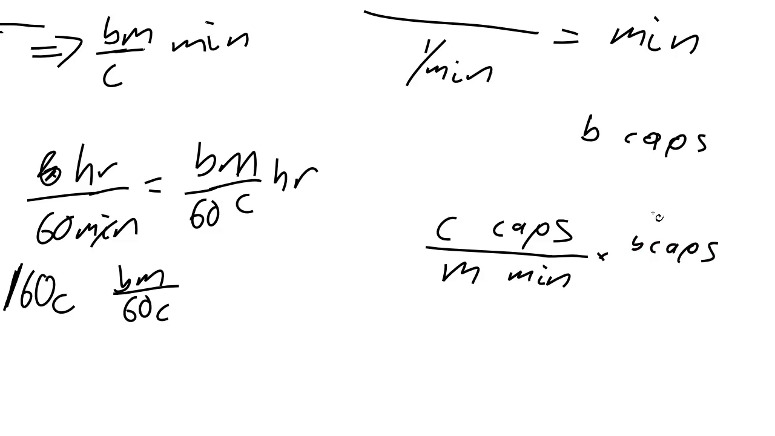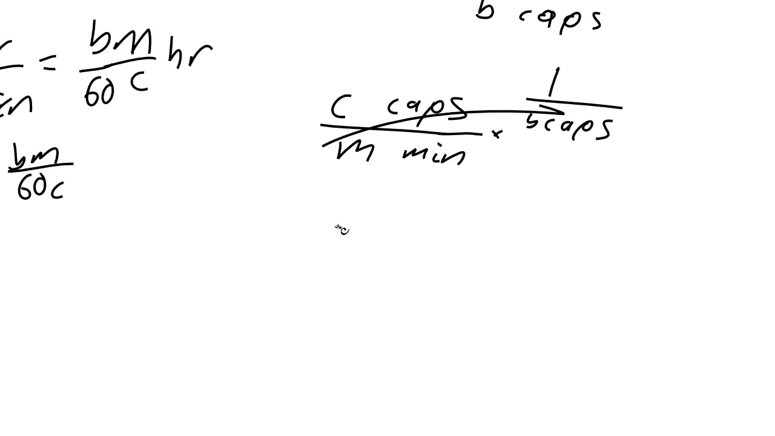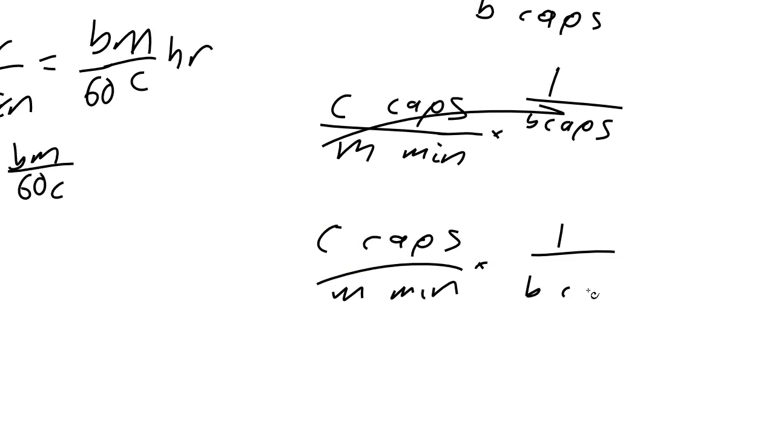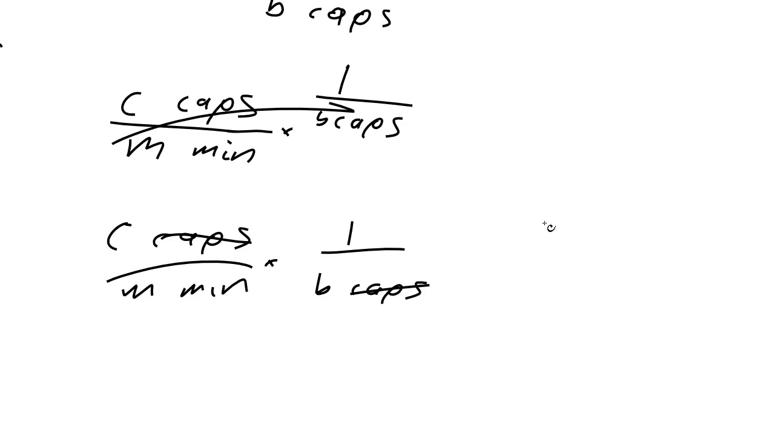I could divide. I could do C caps per M minutes, and I could multiply by 1 over B caps, and that would get my caps to cancel out, but then I would have units of 1 over minutes. That's like a frequency. I don't want to know a frequency. I want to know the number of minutes.